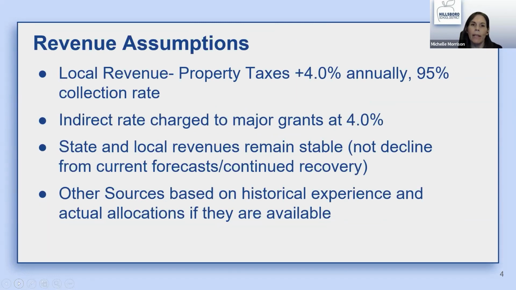We do charge an indirect rate to major grants at 4%. I think our most recent projection for that is to go down a little bit, and that's a calculation that we do with the Oregon Department of Education to help us cover the overhead costs related to some of the grants that we administer. We're predicting right now that state and local revenues will remain stable and that they're not going to decline from the current forecasts, given the continued recovery that we're in. We're also anticipating that our other sources are going to be based on historical experience, and so we're going to use our old normal and whole data to drive our projections into the future.